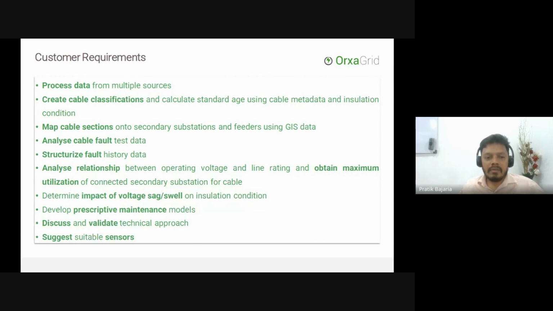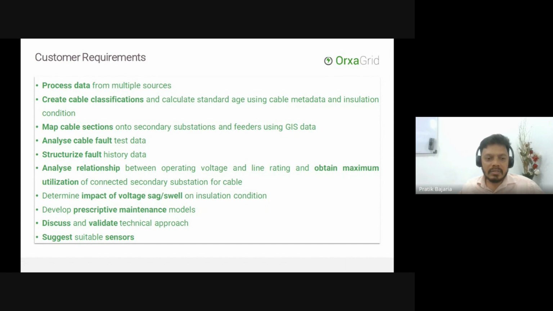Again, one of the things we have normally seen in our past experiences with our clients is that we make sure we discuss and validate our technical approaches with our customer through feedback, in order to make sure that any solution we give is happily verified and validated by our customers.